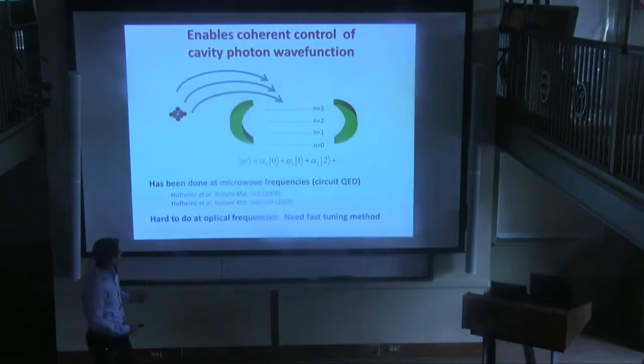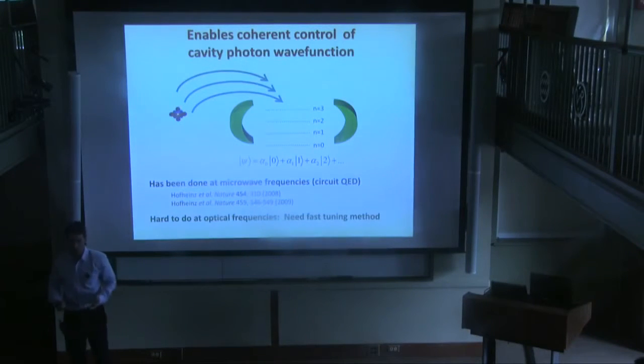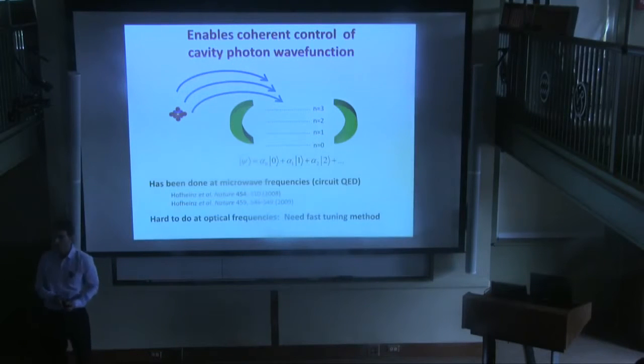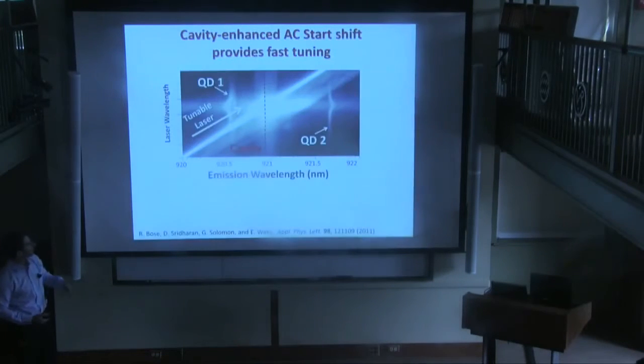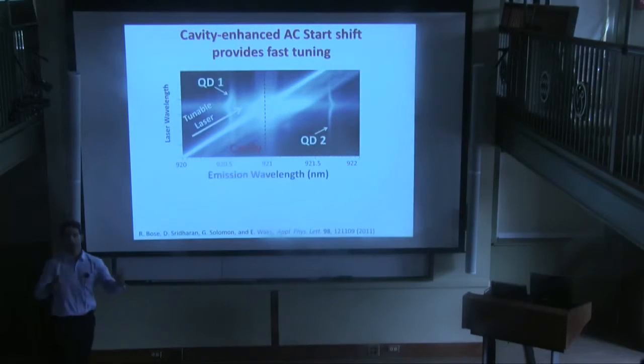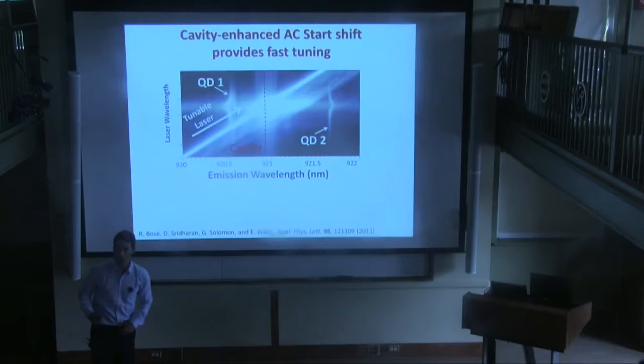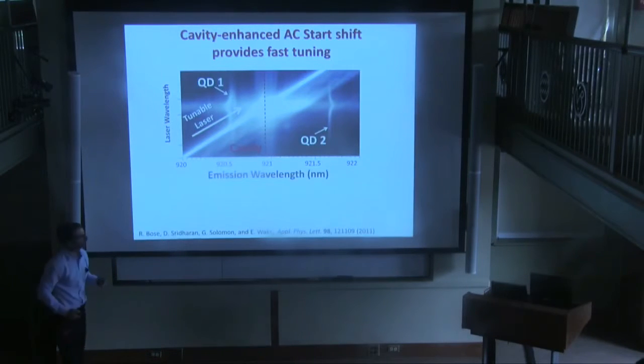And one of the main reasons is we're dealing with much faster dynamics. In our case, we're dealing with picosecond dynamics. So we need a way to actually tune the dot on and off resonance with the cavity on picosecond timescales. And that's very challenging. But a while ago, we kind of randomly stumbled, I should say, onto one possible candidate, which is cavity-enhanced AC Stark shift.